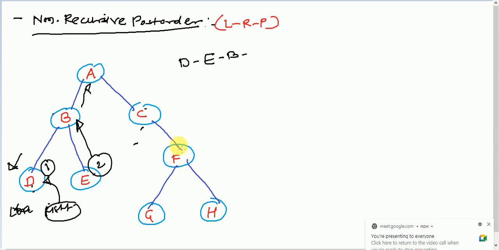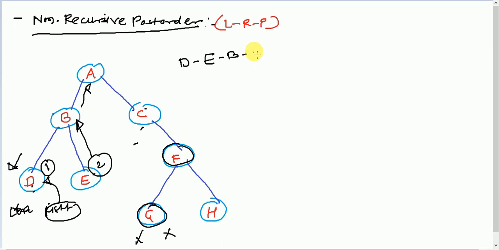C doesn't have a left child. I'll go to the right of C. There is F. F has a left part G. G doesn't have a left part or a right part, so I'll print G. Then I'll go to F, but F has a right child, so I'll take H. Then I am going from H to F. So I am printing the parent only when I am going from its right side towards the parent. So I'll take F, then C and then A. So if you look at this algorithm, we'll see.